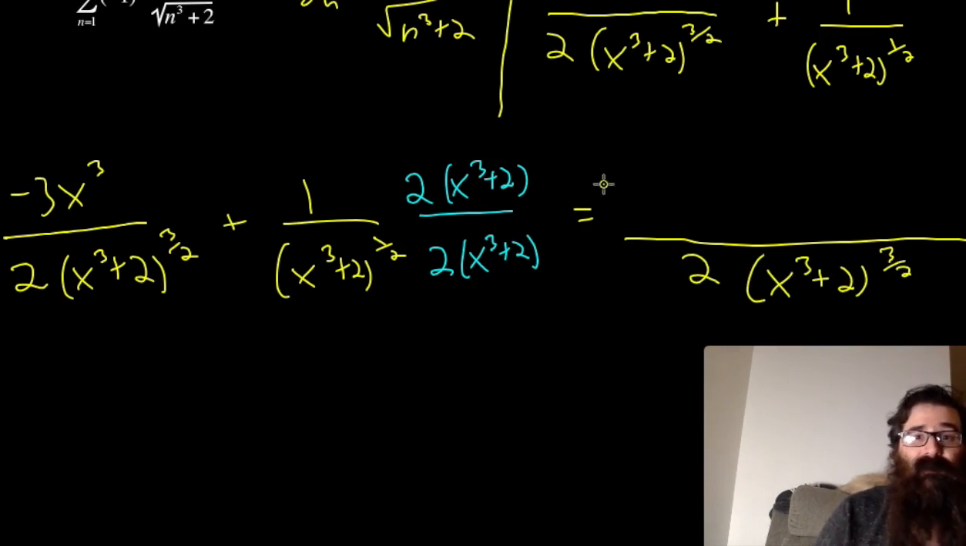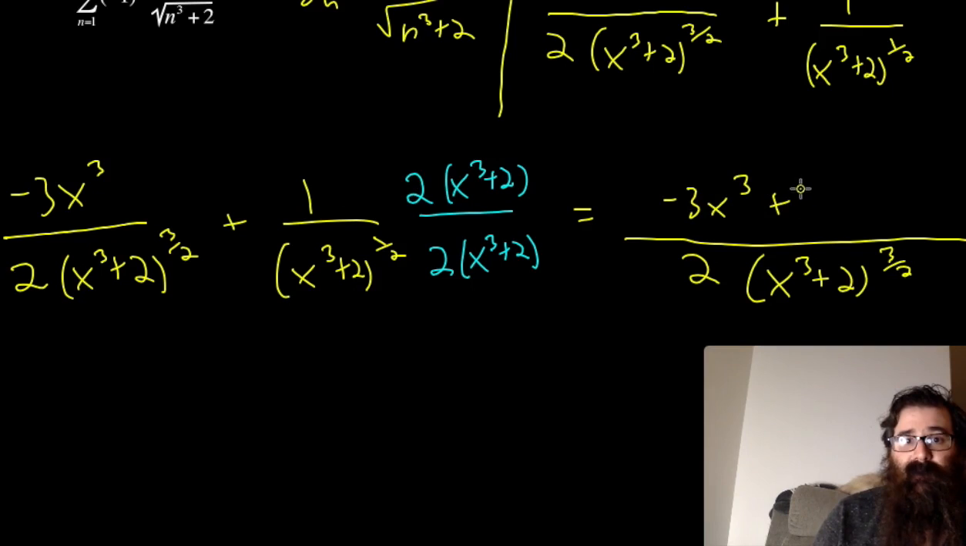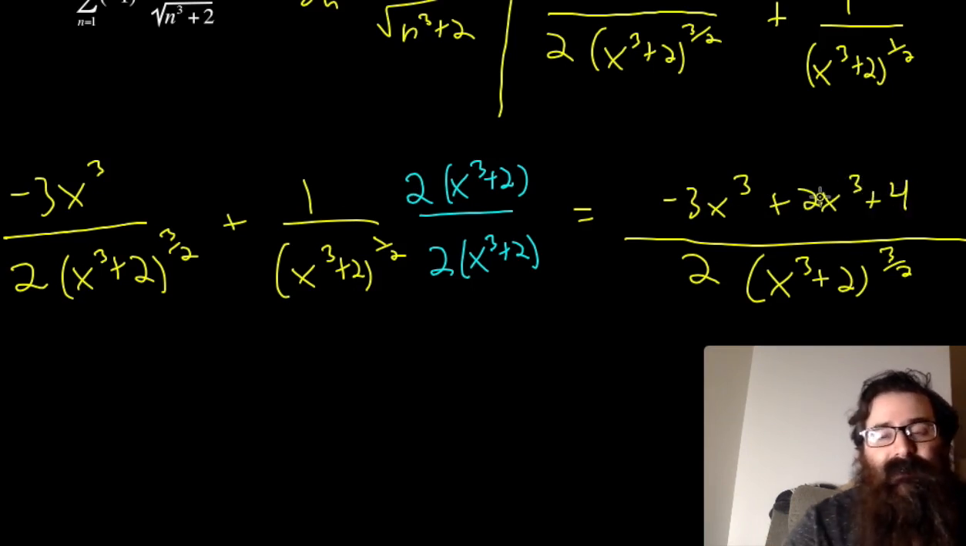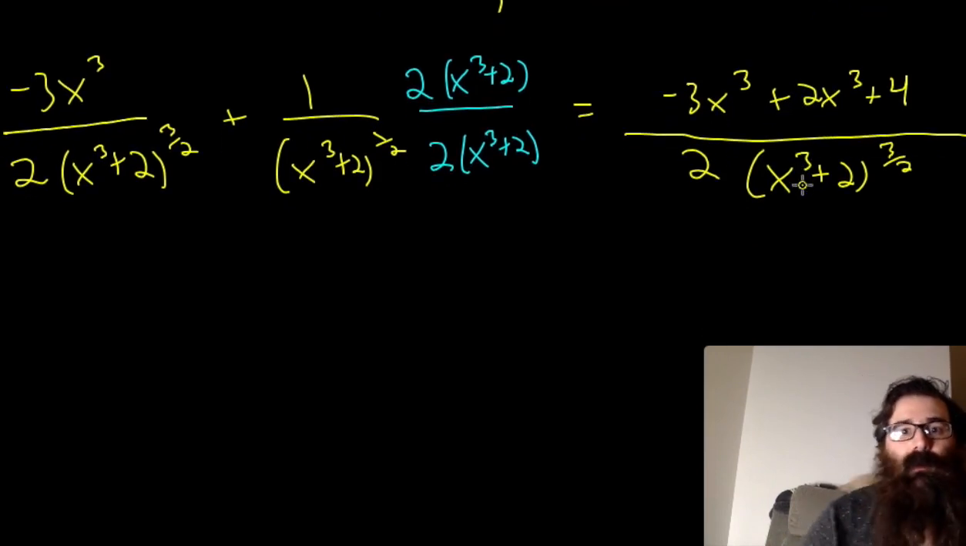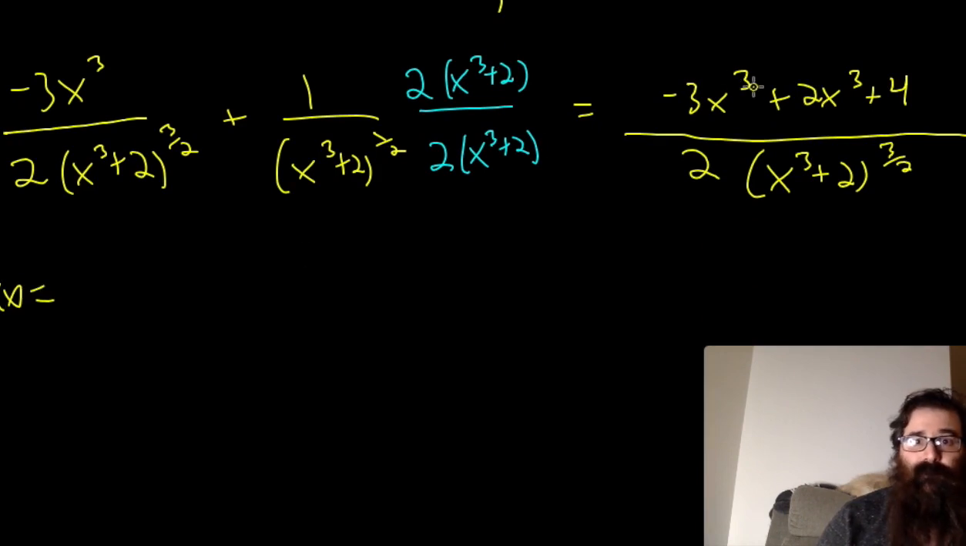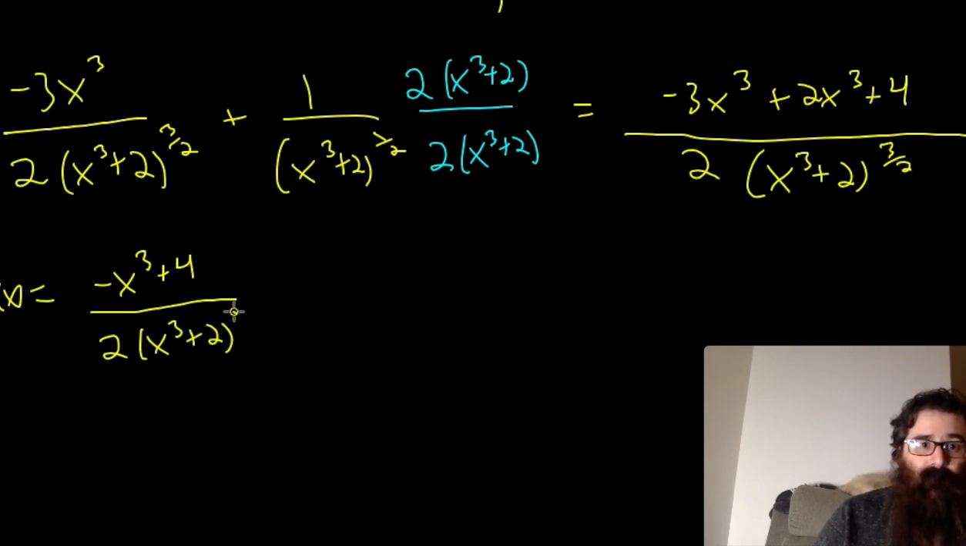And my numerator is negative 3x cubed plus, and if I distribute through, this is going to be plus, forget about the 1, but I have 2x cubed plus 2 times 2 is 4. And then I can just clean this up just a little bit more. And we'll say f prime of x is equal to, in the numerator I have negative x cubed plus 4, divided by 2 times x cubed plus 2 to the power of 3 halves.